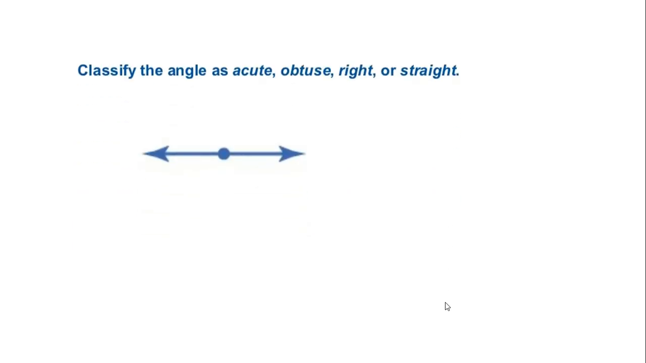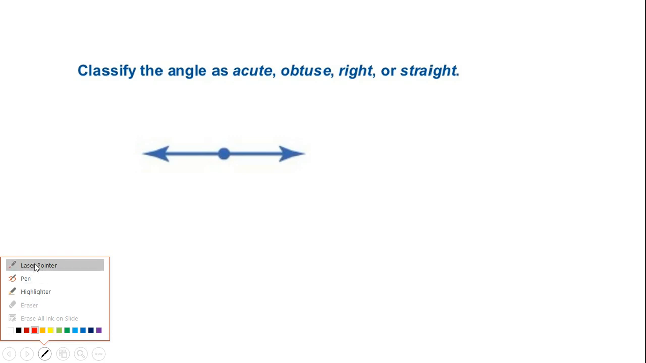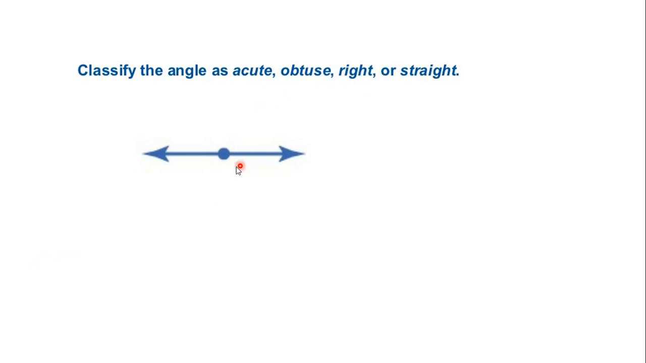Let's take a look at this example of an angle. Is it acute, obtuse, right, or straight angle? It is a straight angle because it forms a straight line and its measure is exactly equal to 180 degrees.